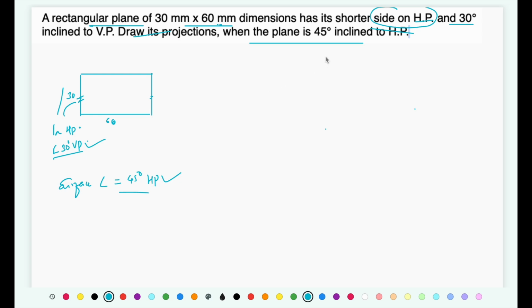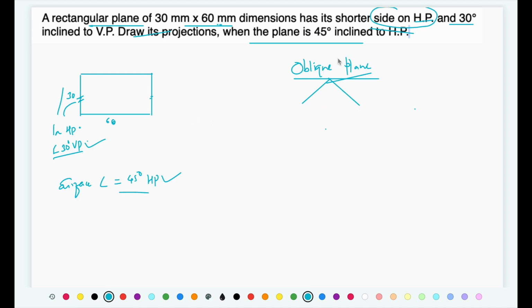So when the plane is inclined to HP as well as VP simultaneously, that plane is called an oblique plane. This one is called an oblique plane. So now let's see how we define the position of an oblique plane.